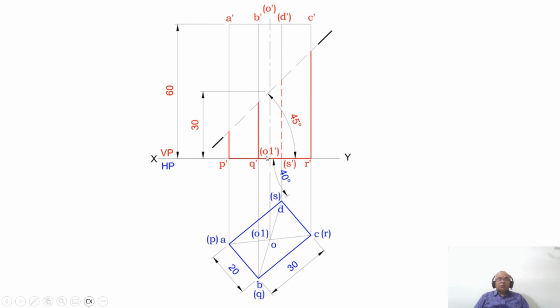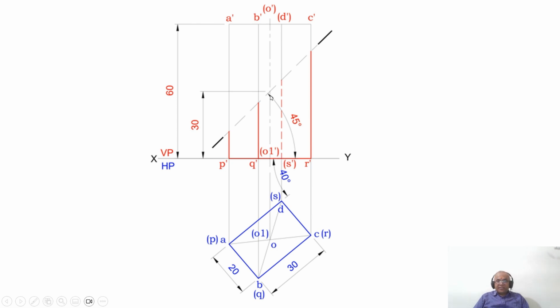Then you mark that point as O1 dash. Then here you mark this point as O dash. As you look from the front view, PQR is near to the observer, so P dash, Q dash, R dash is visible. S is away from the observer, so S dash is invisible. Since O1 is at the center point of PQRS, obviously when you look from the front view, the edge PQR will hide this point O1 dash, so you keep O1 dash in bracket.